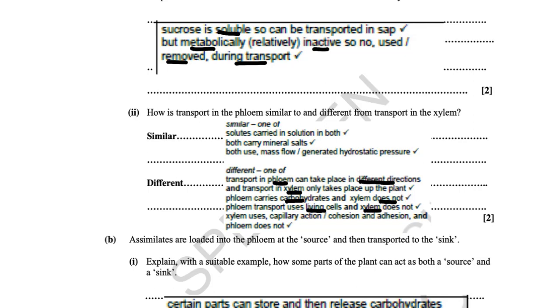And another difference would be that the xylem uses capillary action and adhesion between the polar water molecules and the lignin, and cohesion between the water molecules, and the phloem does not.